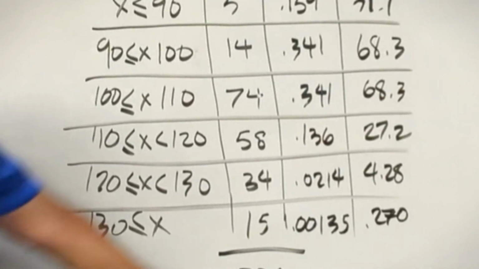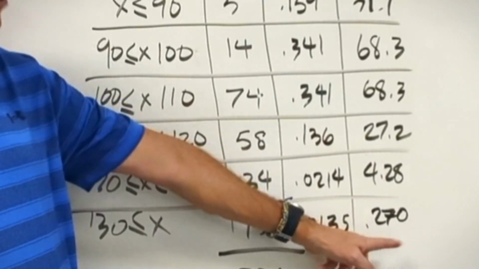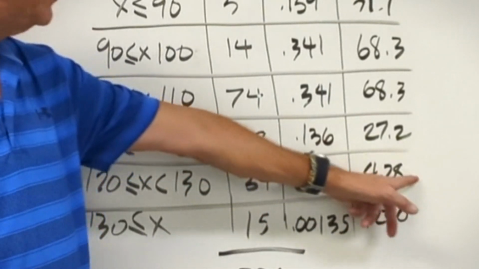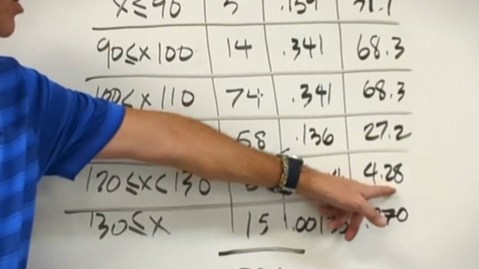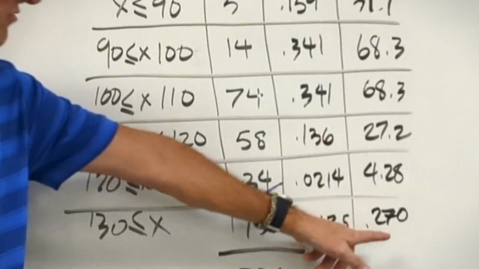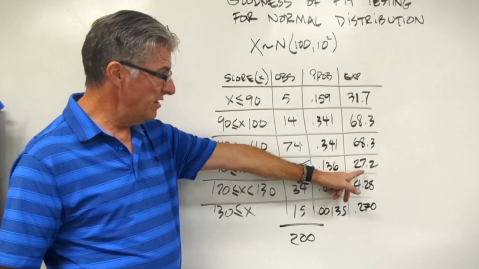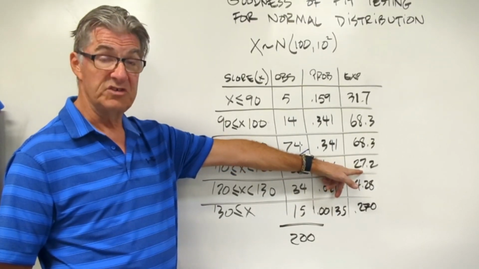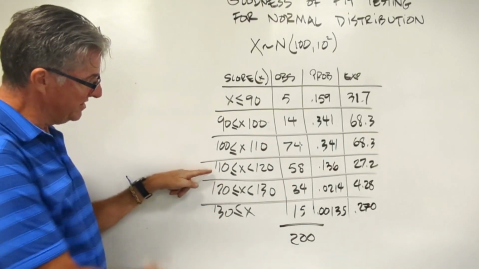Our greater than 130, our expected is a little more than a quarter of a student. So that's definitely not 5 or bigger, so we would have to add that to this category. But when you add 0.270 to 4.28, you're still going to be less than 5. So that means we have to add this and this to this category. And we notice for sure that's going to be bigger than 5 because it's already 27.2. And then we're going to have to combine these categories into this one.